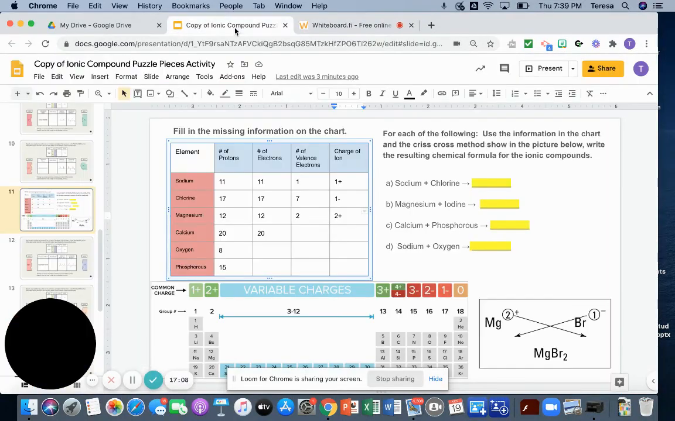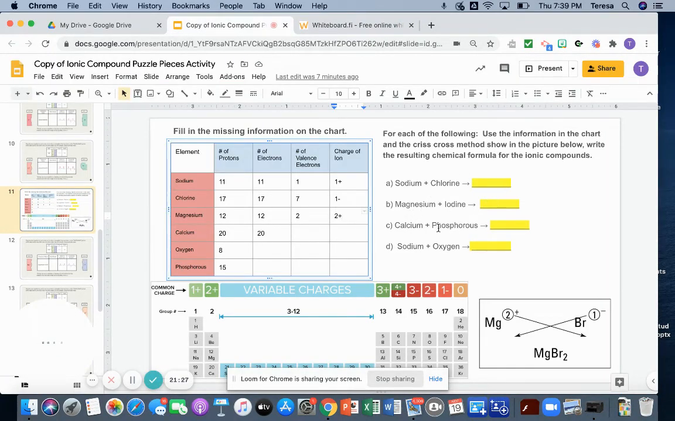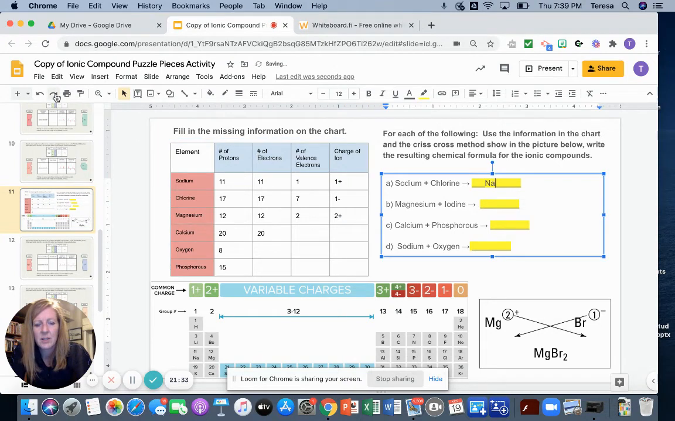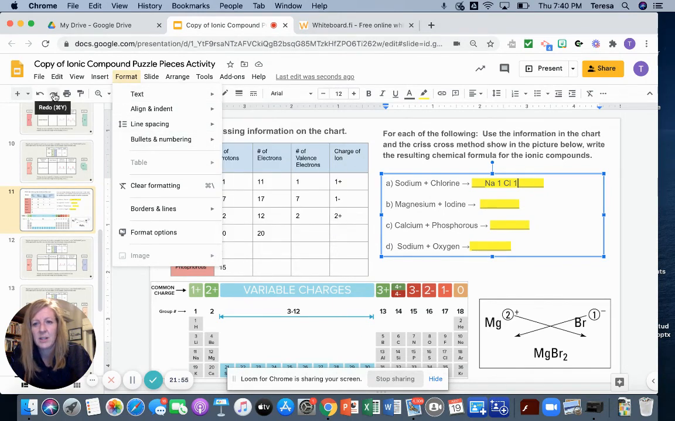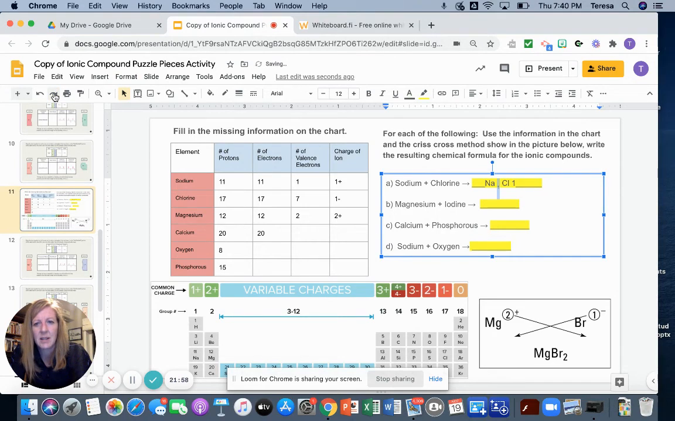So when you go to fill out your answers here, I'm plugging in those answers, Na1, Cl1. I've got to make them subscripts. In order to make them subscripts, I'm going to go up to the top. I highlight the number, go up to the top, hit Format Text, go down to Subscript, and then it'll make it lower. It'll make it subscript text instead of regular size text.